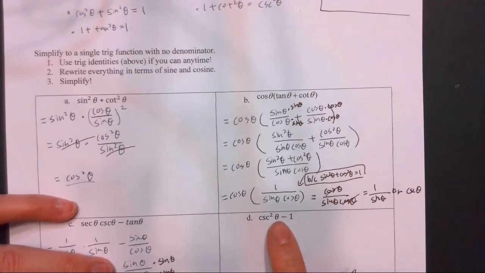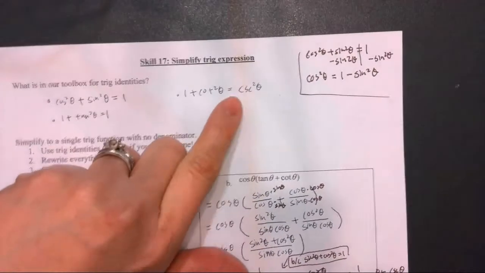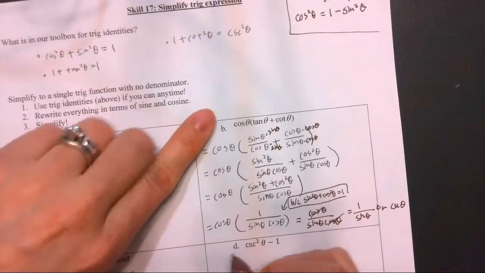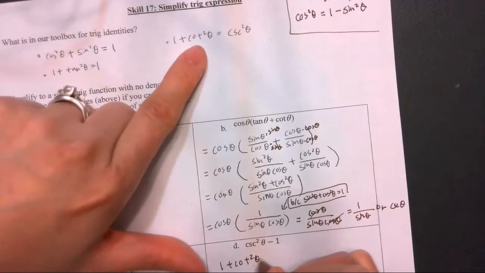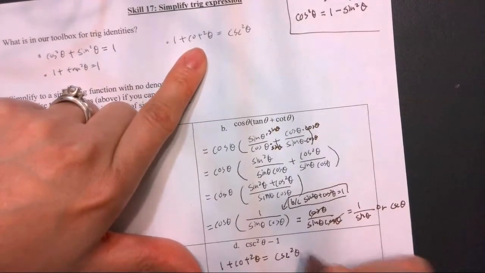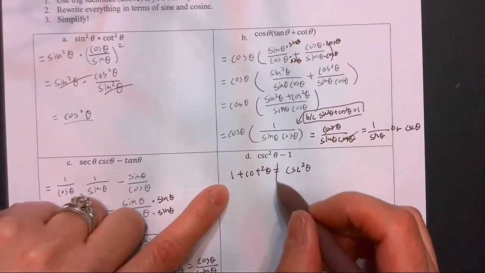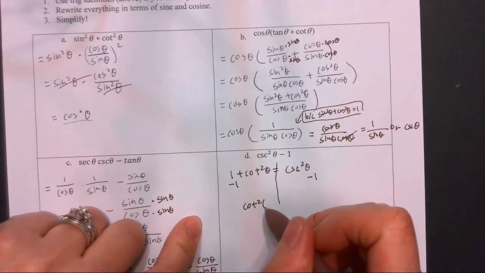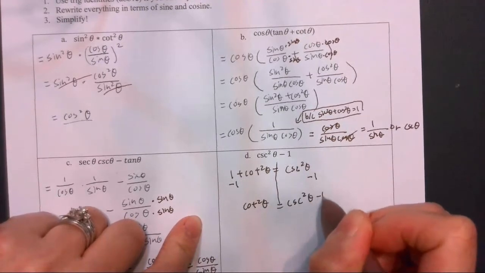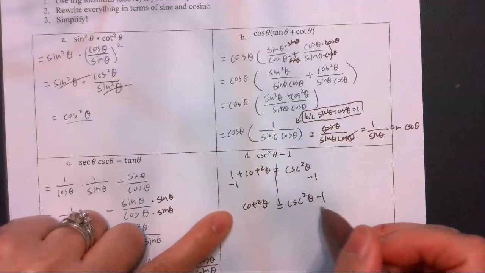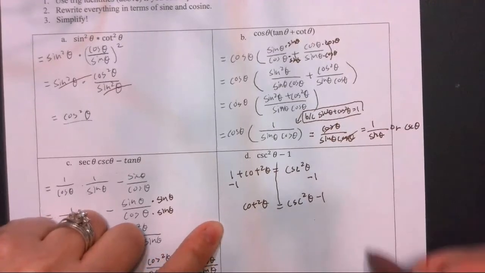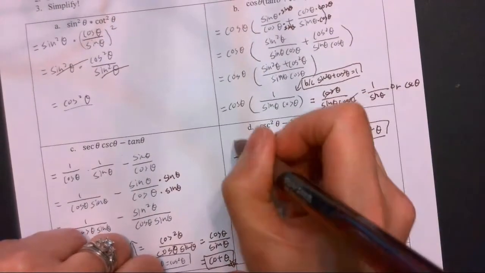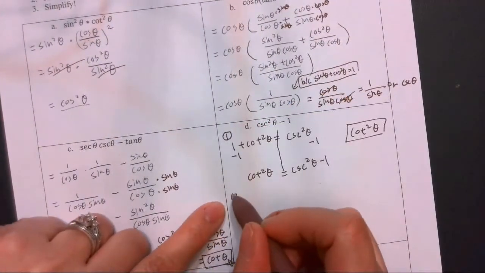This one, cosecant squared theta minus 1. Look over here. I'm going to write it here: 1 plus cotangent squared theta is equal to cosecant squared theta. So that was one of the trig identities. What if I move that 1 to the other side of the equal sign? Then don't I get cotangent squared theta is equal to cosecant squared theta minus 1? Yeah, so what's cosecant squared theta minus 1? It's just going to be cotangent squared theta. Oh, how easy is that? So you can do that if you know your trig identity, or if you don't know it, that's fine.